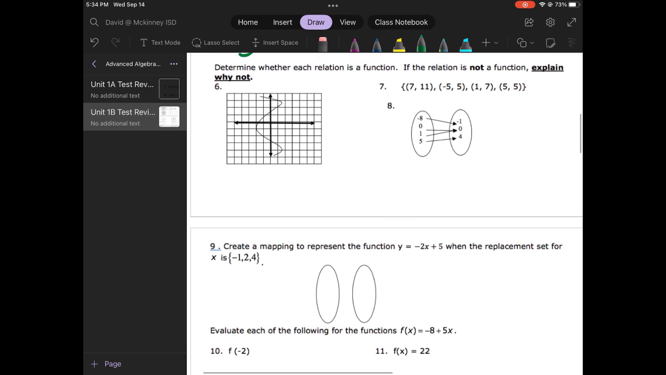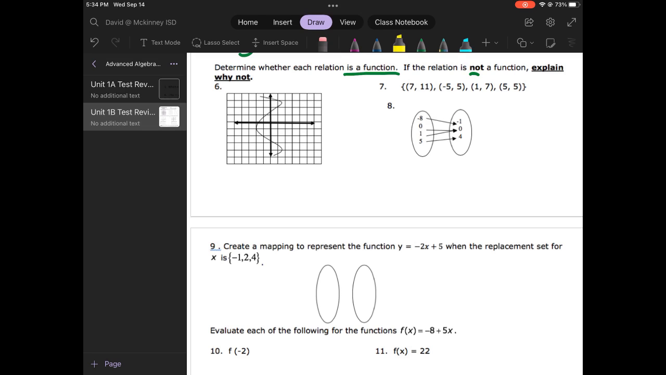Now let's take a look at number 6, 7, and 8. I want to determine whether each of these various relations is a function or not. If it's not, I need to explain why not. Notice that if it is a function, I'm not asked by the question to explain why it is a function. Something to keep in mind as we look at these.